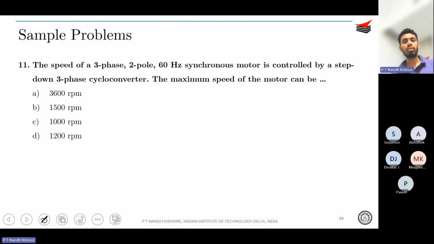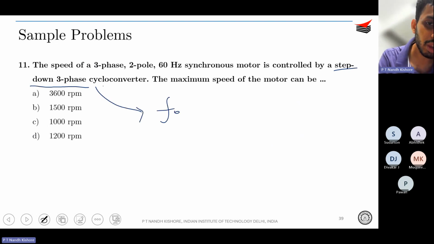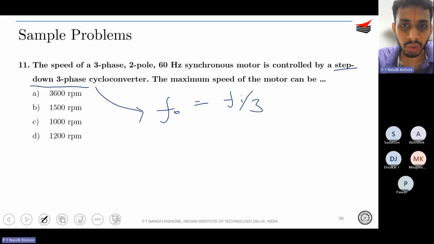Okay. So this is a good, interesting question, I would say. The speed of a three-phase, two-pole 60 hertz synchronous motor is controlled by a step-down three-phase cycloconverter. Maximum speed of the motor is what? So you understand the question. You have a synchronous motor, two-pole synchronous motor, 60 hertz. It is controlled by a step-down three-phase cycloconverter, right? If it's a step-down three-phase cycloconverter, what is the meaning? It means that your output frequency is input frequency over 3.